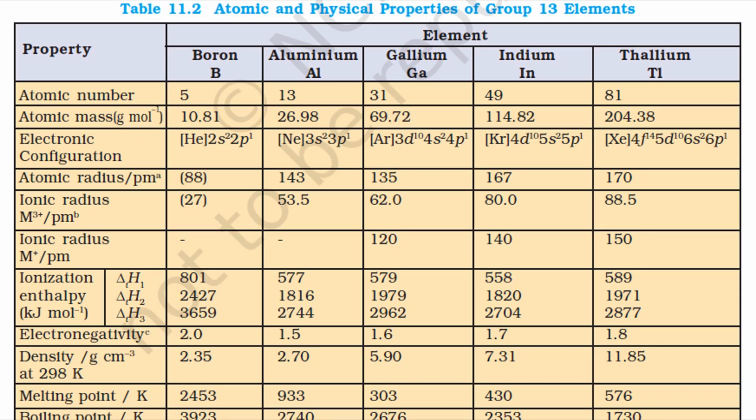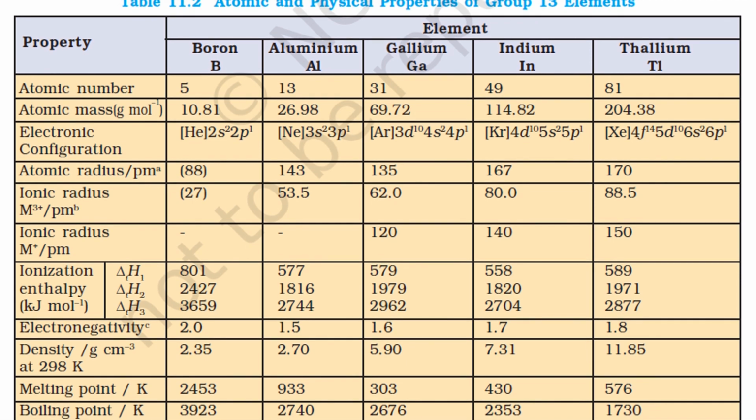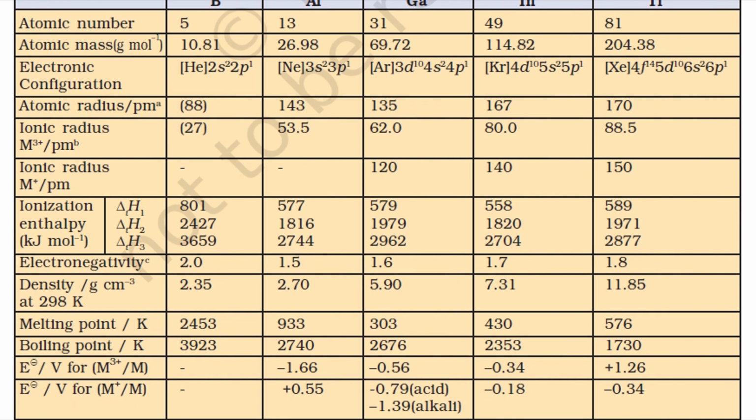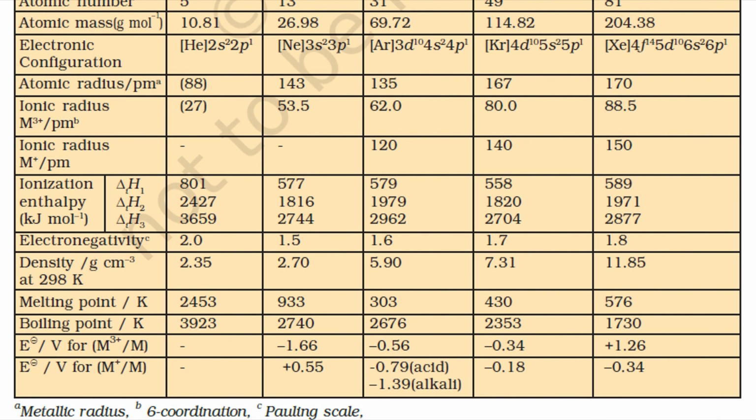In the table we discuss almost everything: atomic number, atomic mass, electronic configuration, atomic radius, in which an exception is present between aluminium and gallium, ionic radius, ionization enthalpy. As you can clearly see, the third ionization enthalpy of boron is much higher than aluminium. That's why boron cannot form ionic compounds, it only forms covalent compounds. We discussed this before. Electronegativity first decreases from boron to aluminium, then increases from aluminium to thallium.